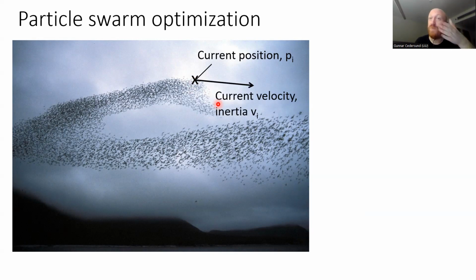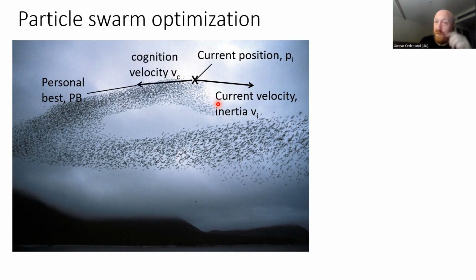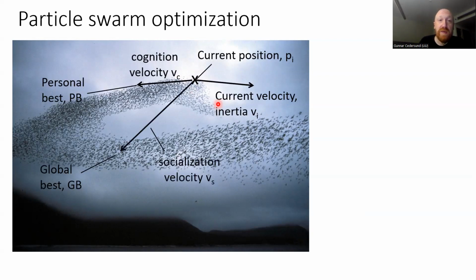It sort of has an inertia to keep going in the same direction it was going in. It has a place with the lowest cost that this particular particle has ever found, and it has a tendency to go back to where it has been, its own personal best. And then it also has information about the global best that any bird or any particle ever found. So you have this current velocity, or the inertia. You have the cognition velocity, which is that you remember where you were ever at your best.